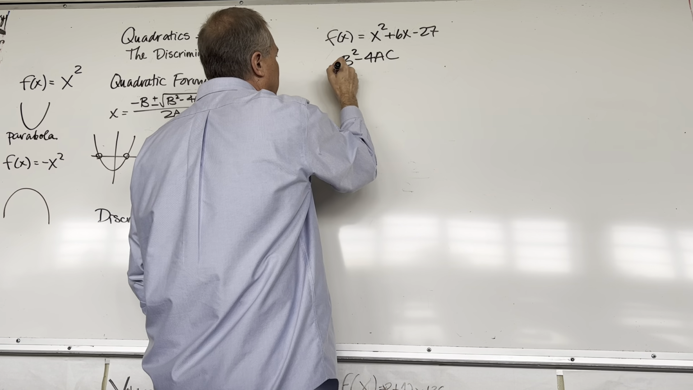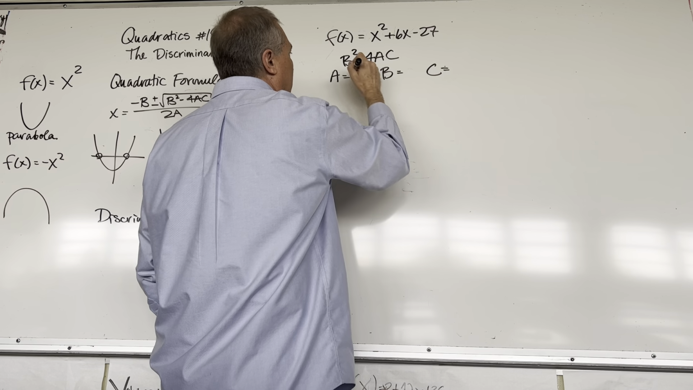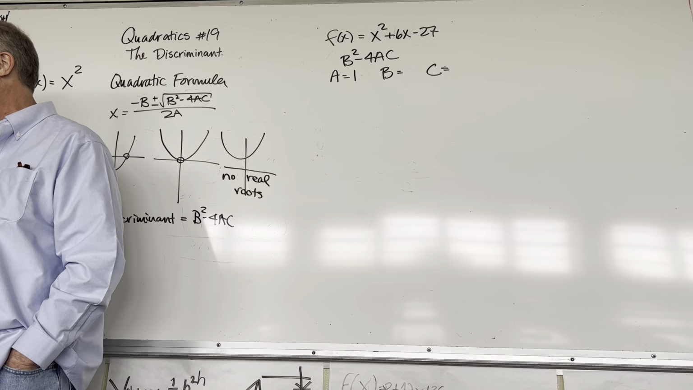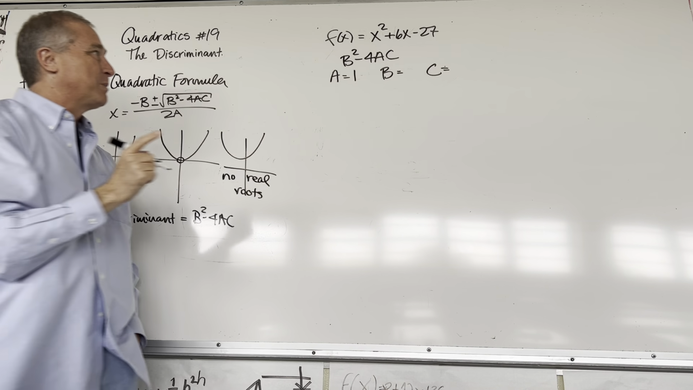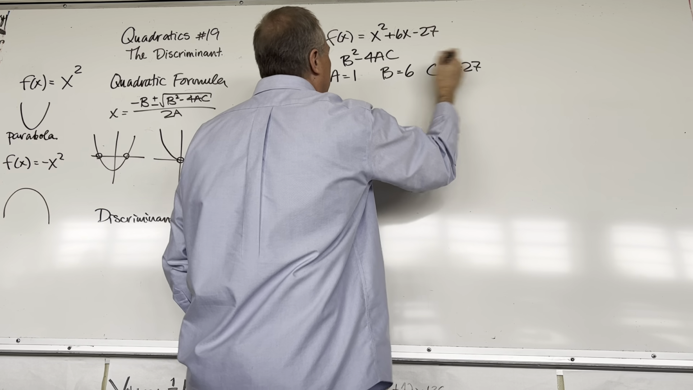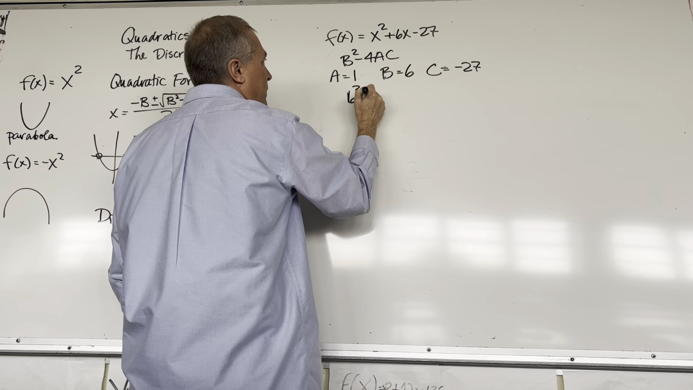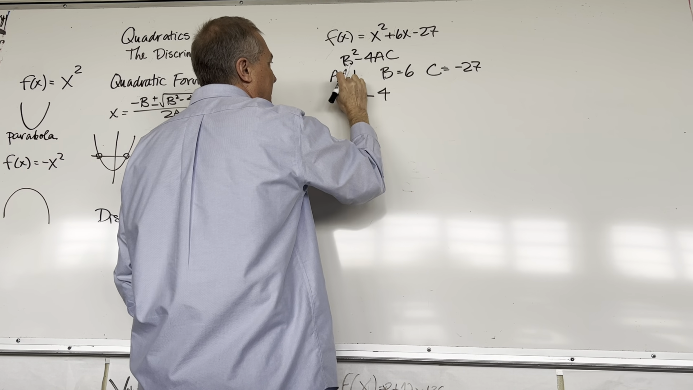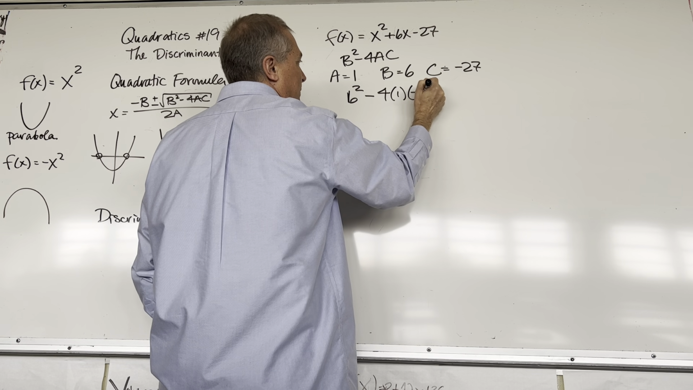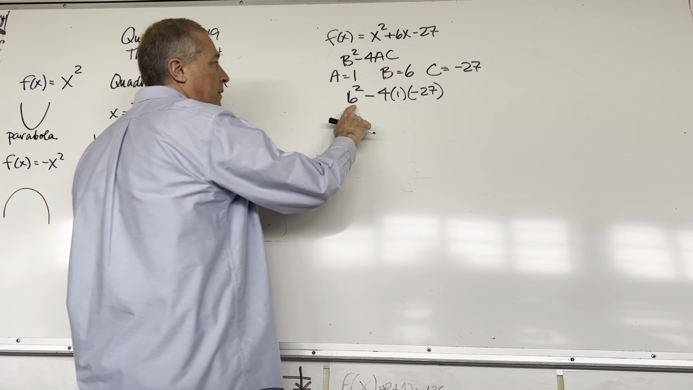Tell me what a is in this case. I heard somebody say 1. You with me? You see why it's 1? Okay. What's b? What's c? Okay. And we've got b squared. So 6 squared minus 4 times a times c. You okay with that? Did I fill it in right? What's 6 squared?